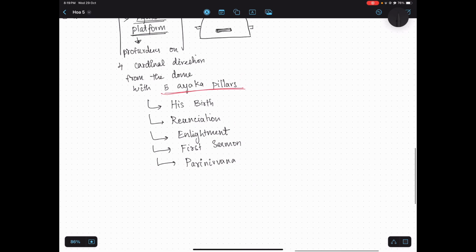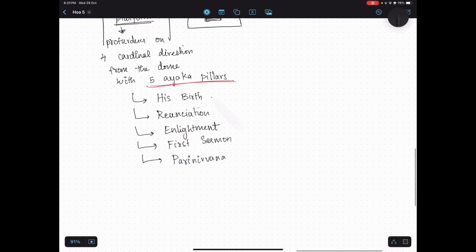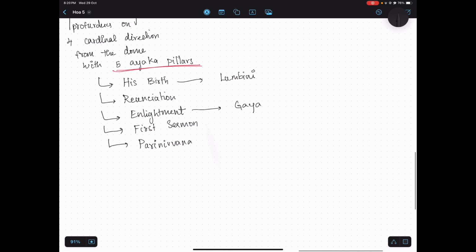And you can find a stupa at each of the events except the renunciation. Like for his birth, there's a stupa at Lumbini, and for his enlightenment, which is at Gaya, there is another stupa. And for his first sermon, you can find a stupa at Sarnath. And lastly, for Parinirvana, you can find one at Kushinagar.